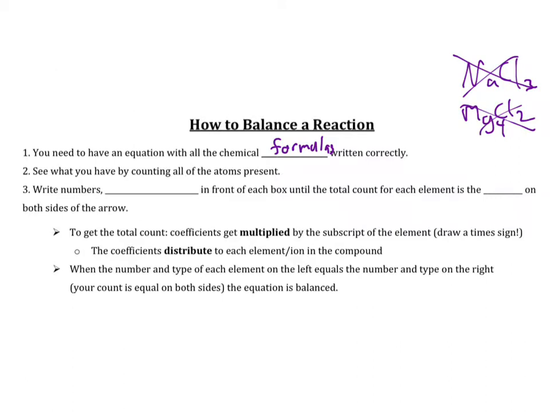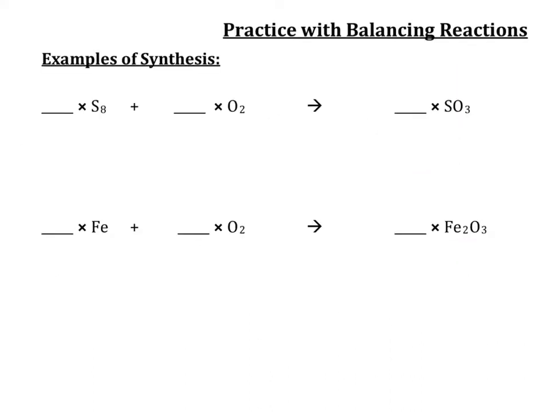All right. Then what you need to do is see what you have by counting all of the atoms present. So you need to count how many atoms there are of each type on either side. And so I'm going to go ahead and do this step here. Let's write all of the elements that are present. So we have sulfur and we have oxygen. I like to write these colons here so that it helps us separate it. And we're going to count how many sulfurs there are on either side and how many oxygens there are.